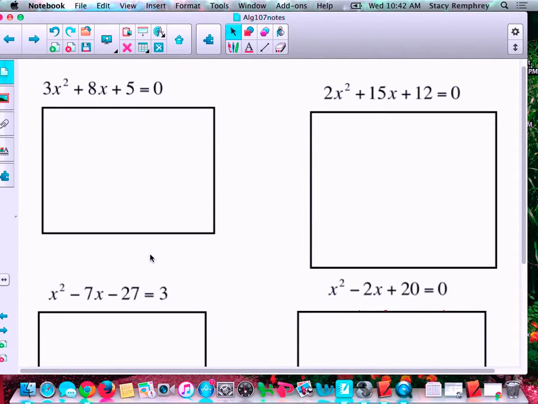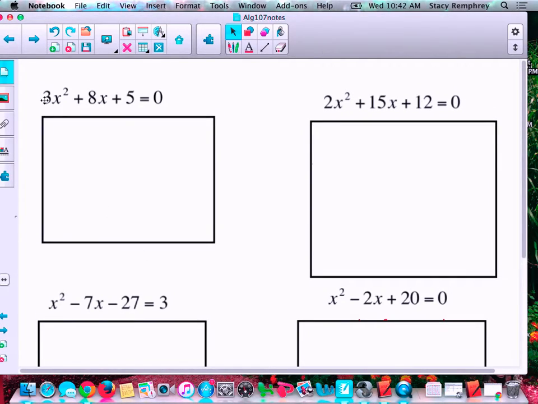On the next slide, we're going to do the same idea. So again, check if it's factorable. 3 times 5 is 15. Can you think of 2 numbers that multiply to be 15 and add to be 8? Yes, 3 and 5 multiply to be 15, and 3 and 5 add to be 8, so that can be factored. So you're going to factor it.